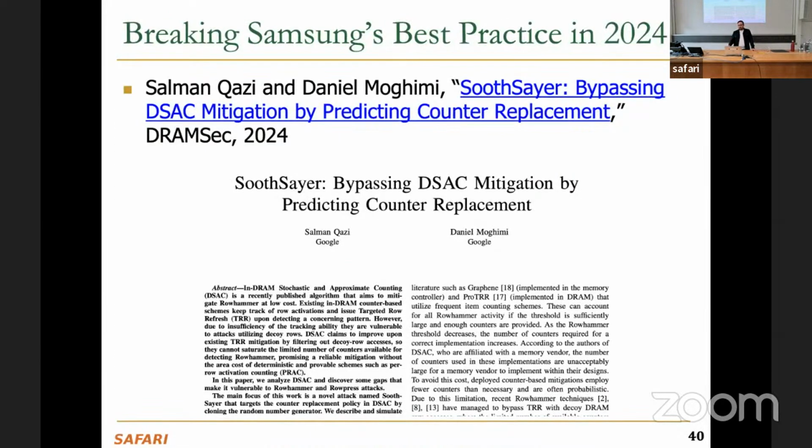I also wanted to mention here some recent advancements in the RowHammer field, but this is just a foreshadowing. We will talk about all of these later on. So Samsung in 2023 published a paper that explains their in-DRAM mitigation mechanisms. And about 1 year after that, there's a Google paper that breaks that as well.